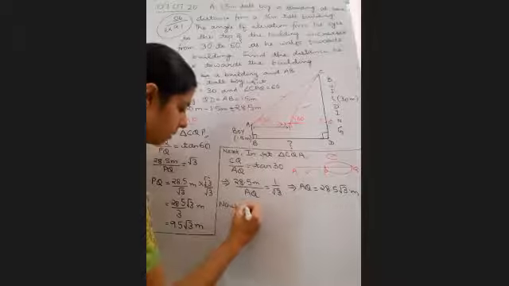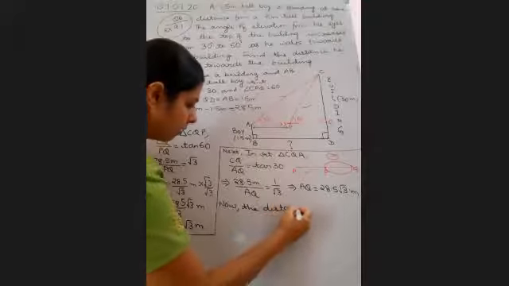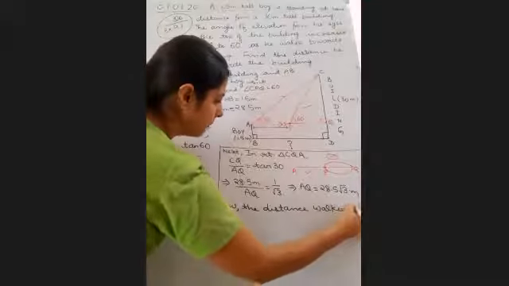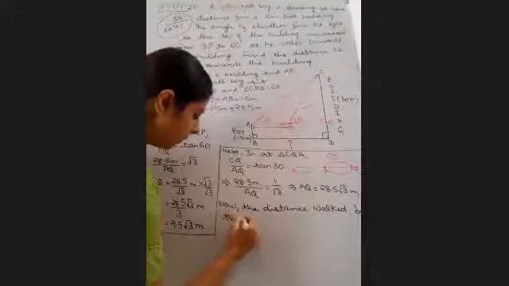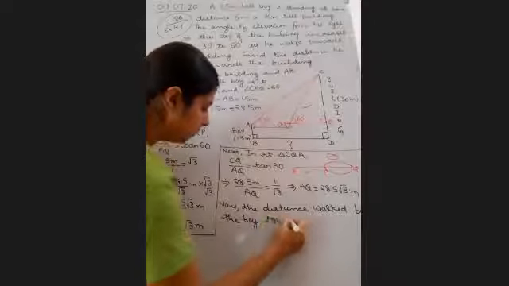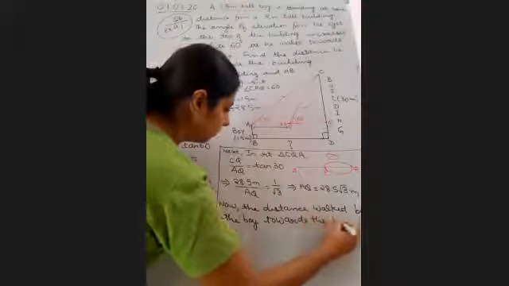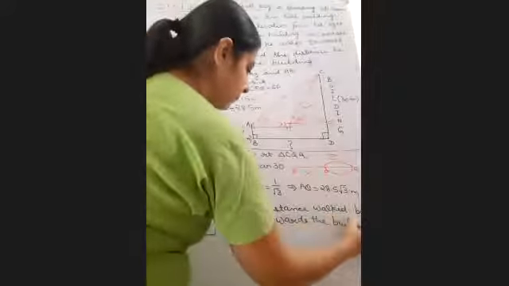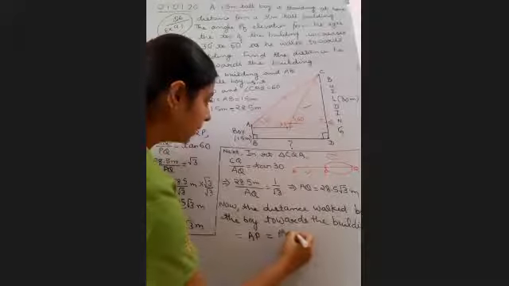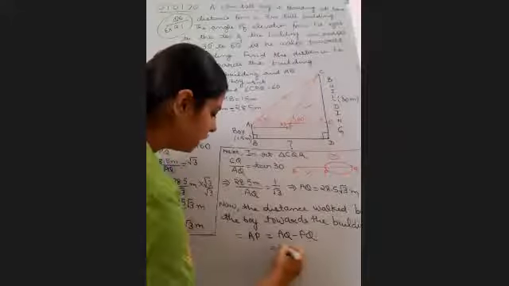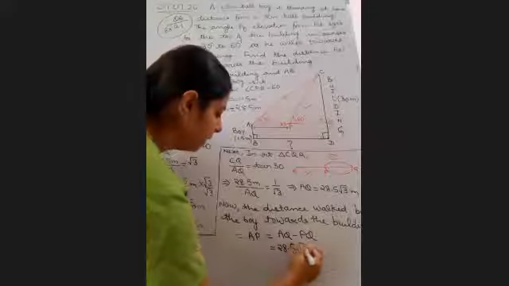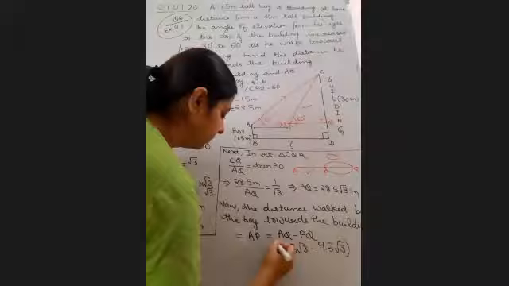So the distance walked by the boy towards the building is equal to AP, which is equal to AQ minus PQ, which is 28.5 root 3 meter minus 9.5 root 3 meter. What does it mean? 19 root 3 meter.